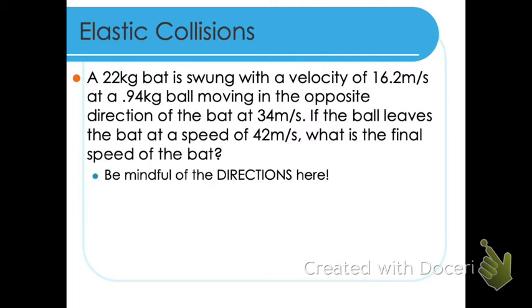A 22 kilogram bat is swung with a velocity of 16.2 meters per second at a 9.4 kilogram ball, moving in the opposite direction of the bat. If the ball leaves the bat with a speed of 42 meters per second, what is the final speed of the bat?